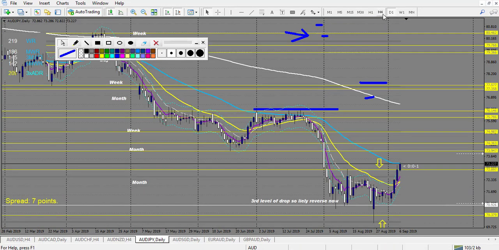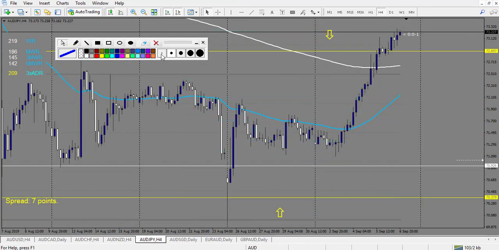Now let's look at AUDJPY. So we have one trade, the retracement entry is right here, and this is a loss.